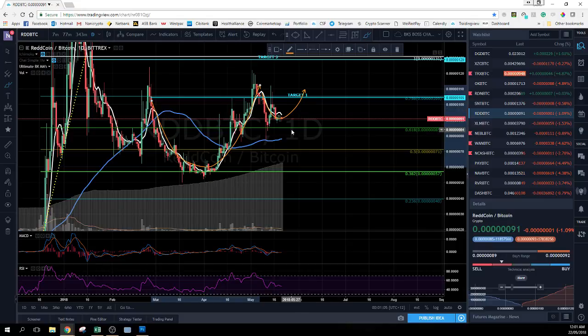Just because of Bitcoin being Bitcoin, I would wait to see a bit of confirmation on that, because as you can see, it already tried once. So if I just get rid of those lines.